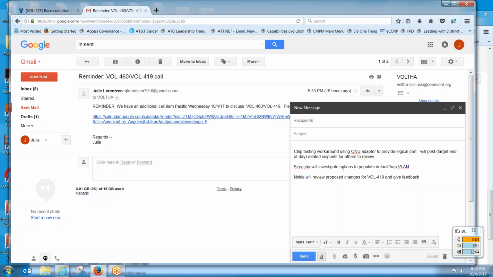Okay. And Tarisha, I think you were looking at options to populate a default or trap VLAN. Right. But that's not going to help Chip completely right now. It will help him later. And then, resources permitting, due to testing going on right now and travel issues for folks, Nokia is planning to at least review, but may not be able to test those changes for VOL 419 and then provide some feedback.